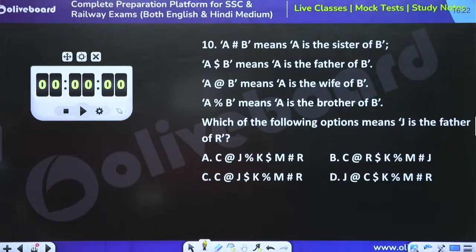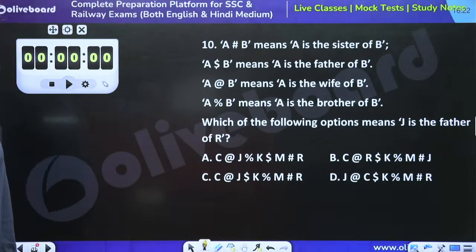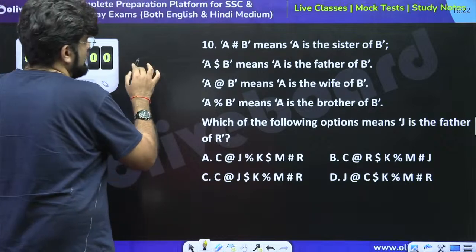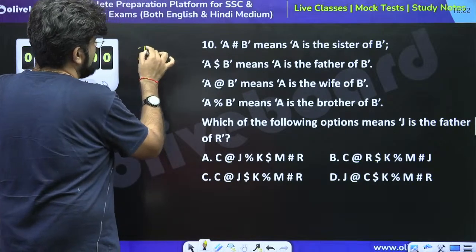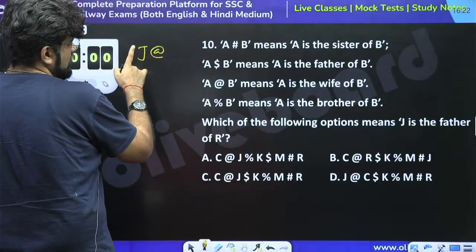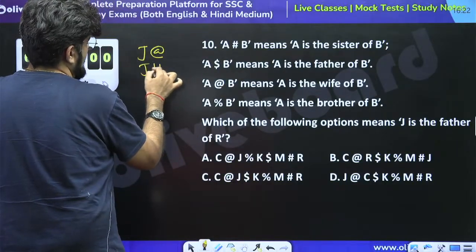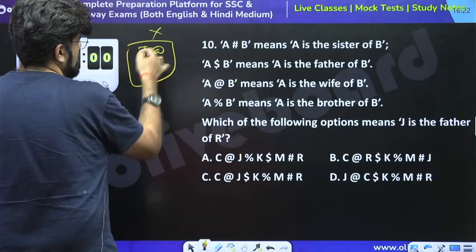Now see, in these questions, how do we proceed is, which of the following means J is the father of R? So first and foremost, you have to check for the gender. So J can definitely not be a wife, that is J will not be followed by an @ because J is not a woman, and J cannot be a sister, so J will not be followed by a hash. This is not possible. Eliminate these options.